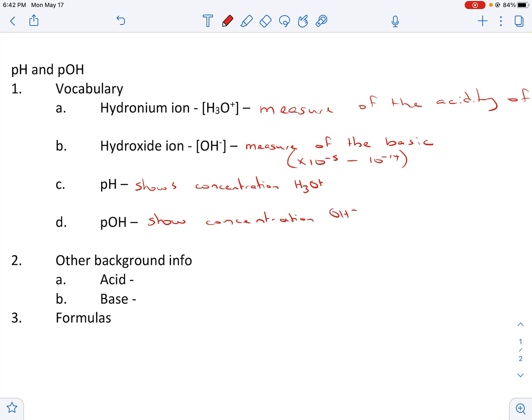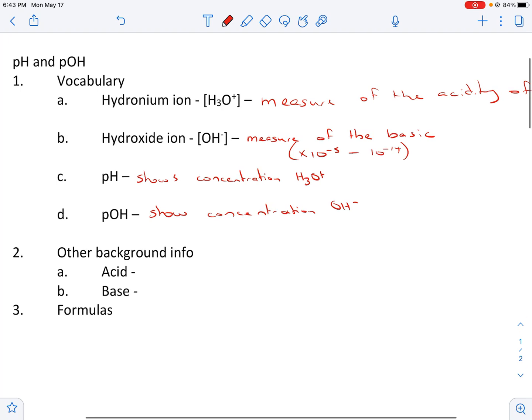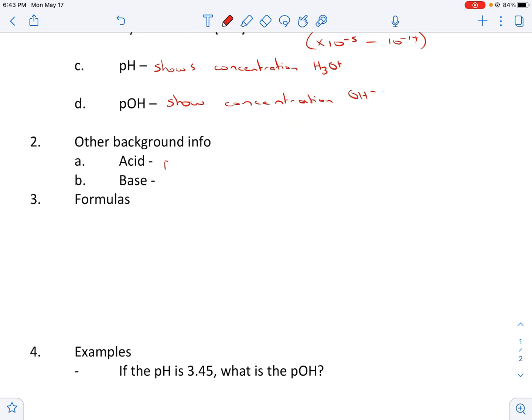All right, so pH and pOH make it easier to deal with, and that's why we use them. Some other information is that an acid has a pH of less than 7, and a base has a pH greater than 7. I don't actually like the greater than and less than signs, so I apologize.